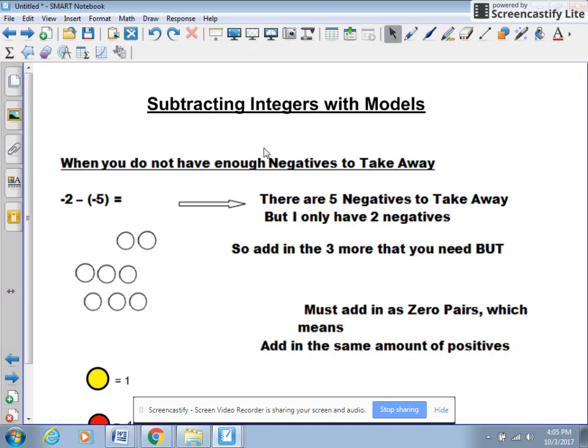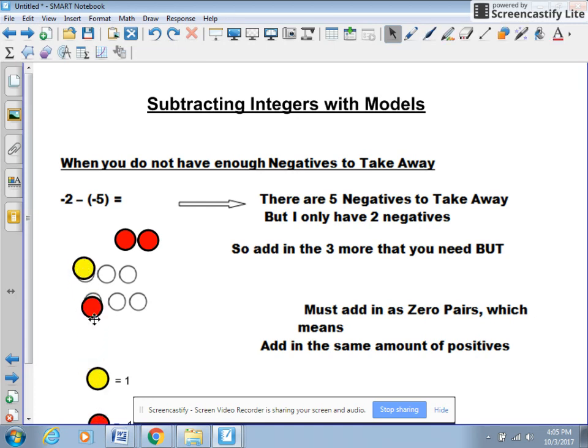When you do not have enough negatives to take away. So for instance, you have a problem, negative 2 minus negative 5. First I have my negative 2 here, but there are 5 negatives to take away, and I only have 2. So I must add in 3 more, but I must add them in as 0 pairs, which means 3 negatives and 3 positives going in.